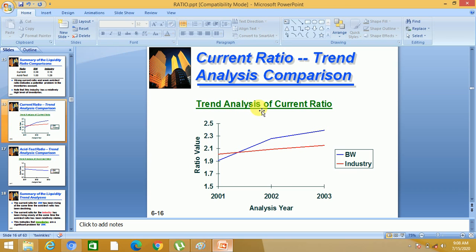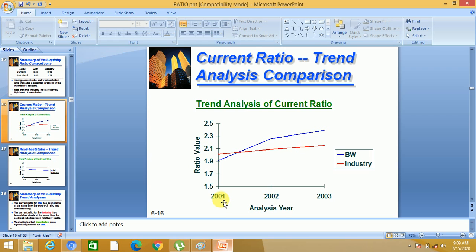See here, trend analysis of current ratio. Our current ratio was previously 1.9, but now it goes up to 2.3, and this is industry. So our ratio is above. See this color, this is Basket Wonders color, and this is industry. The industry line is the red one, and Basket Wonders is the blue one. So the blue one is above the industry.